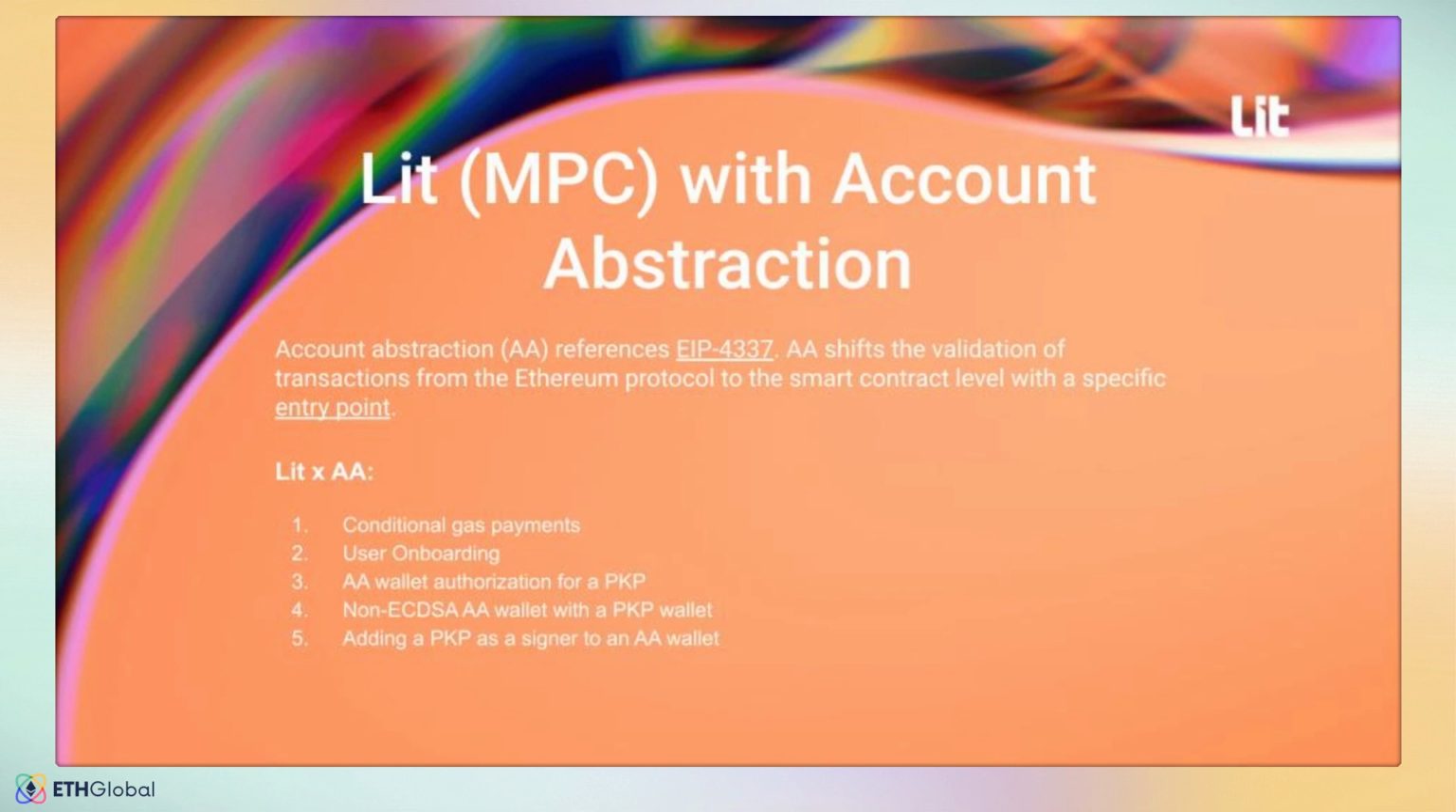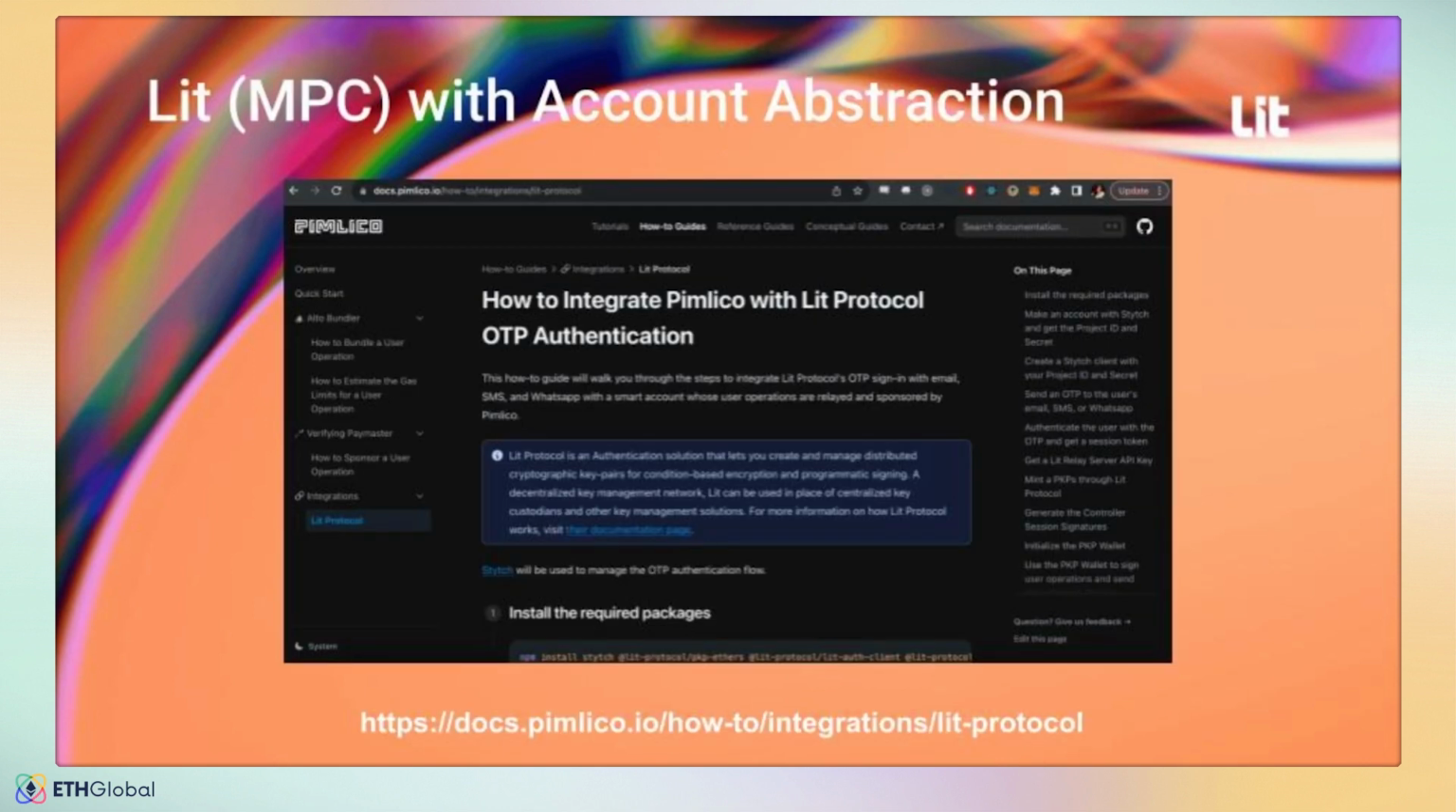An example you can see in action is the Pimlico tutorial here. Going through it, you'll be able to integrate Pimlico with Lit Protocol for OTP, or one-time password, authentication, where this guide will walk you through the steps to integrate Lit's OTP sign-in with email, SMS, and WhatsApp with a smart account whose user operations are relayed and sponsored by Pimlico. So this is one way you can use account abstraction with Lit. Make sure to follow along in this guide.